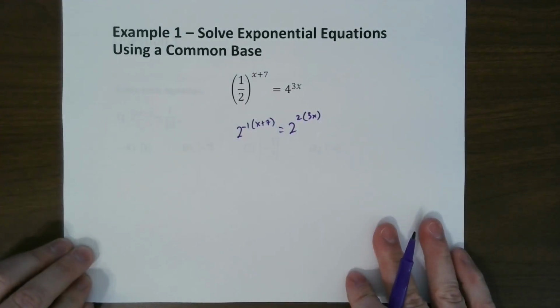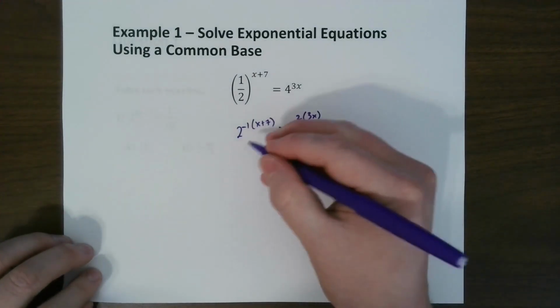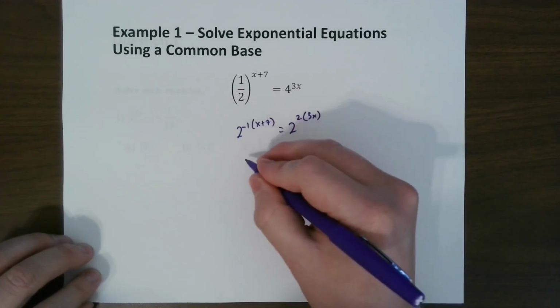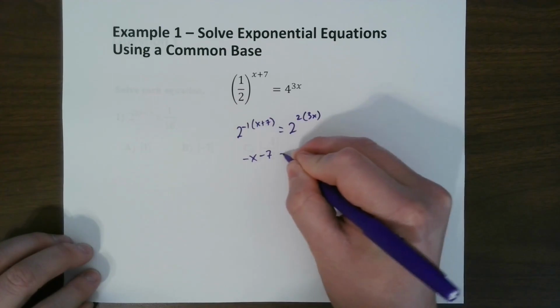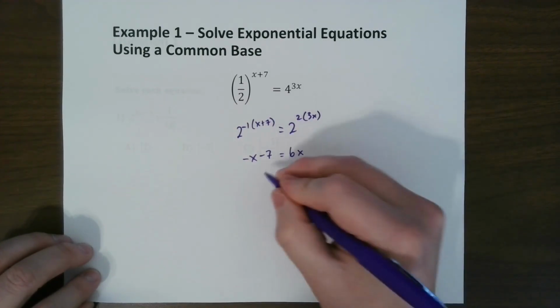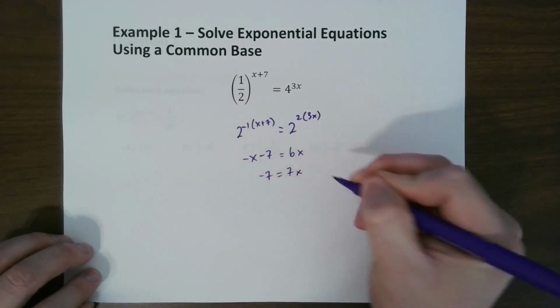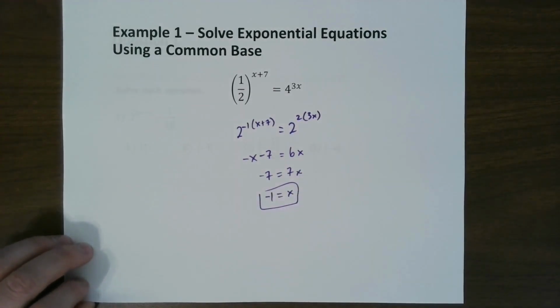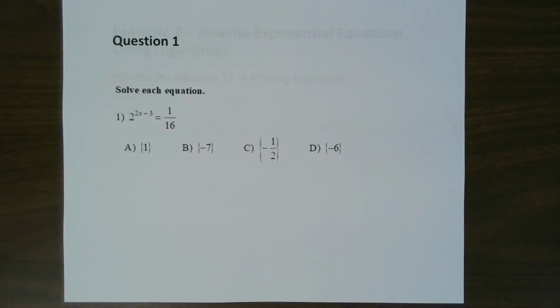So basically, when we distribute, these two are the same, so we don't worry about it. So we distribute the negative, so negative x minus 7 equals 6x. So negative 7 equals 7x. Negative 1 equals x. And that is how you solve it. Go ahead and try this problem.